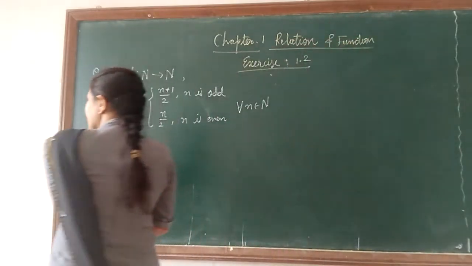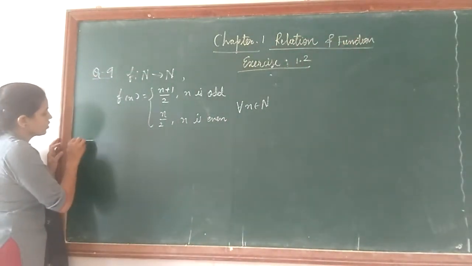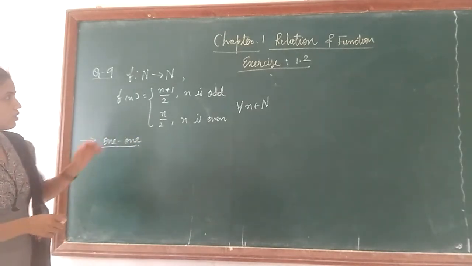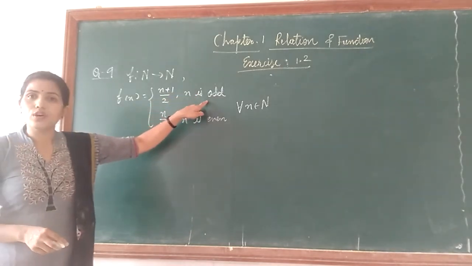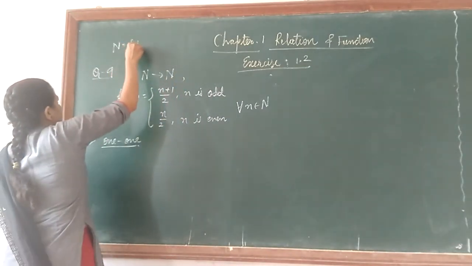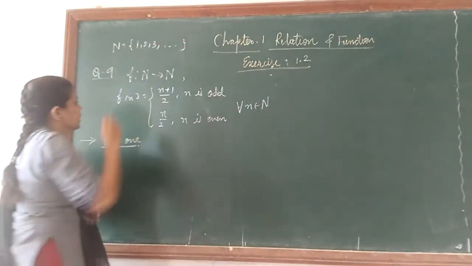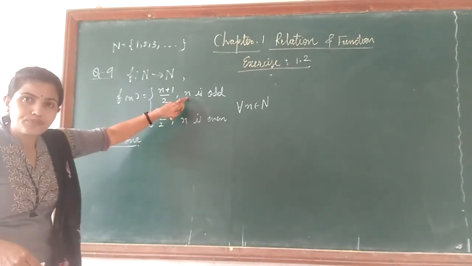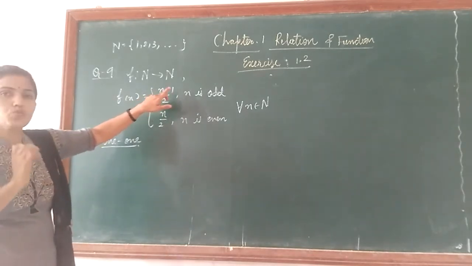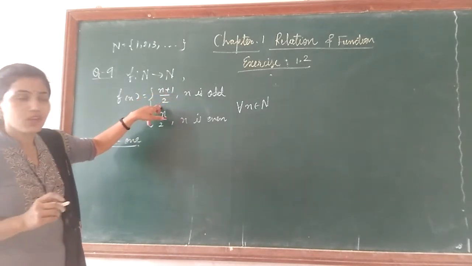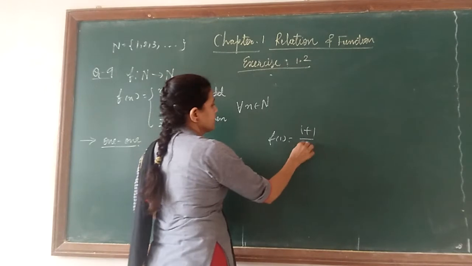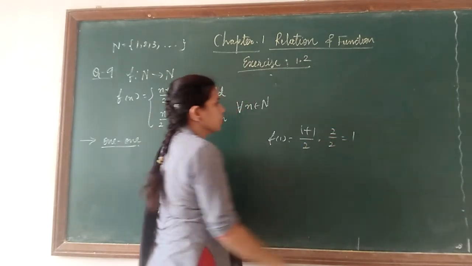So let me start with the 1-1. Let me prove whether it is 1-1 or not. Let me check. Now if n is odd: as we know, the set of natural numbers consists of elements 1, 2, 3, and so on. Now suppose, students, n is equal to 1. Now if we take n equal to 1, what can be f of n? 1 plus 1, that is 2, divided by 2. Since 1 is an odd number, f of 1 is (1 plus 1) divided by 2, that is 2 by 2, which is 1.